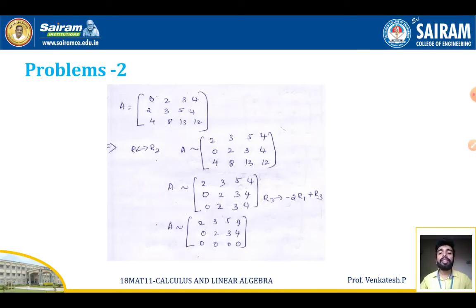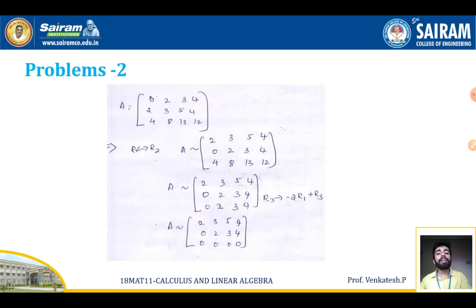One more example, the given matrix is a 4 cross 3 matrix again. The matrix A is equal to 0, 2, 3, 4, 2, 3, 5, 4, 4, 8, 13, 12. The first thing, to make the operation easier, I'm going to interchange any two of the rows. I'm going to interchange the R1 row with the R2 row. Always we know that in the echelon form, the first entry of the first row must be 1, and this will be very useful for that. So after interchanging, I'm getting 2, 3, 5, 4, 0, 2, 3, 4, 4, 8, 13, 12.